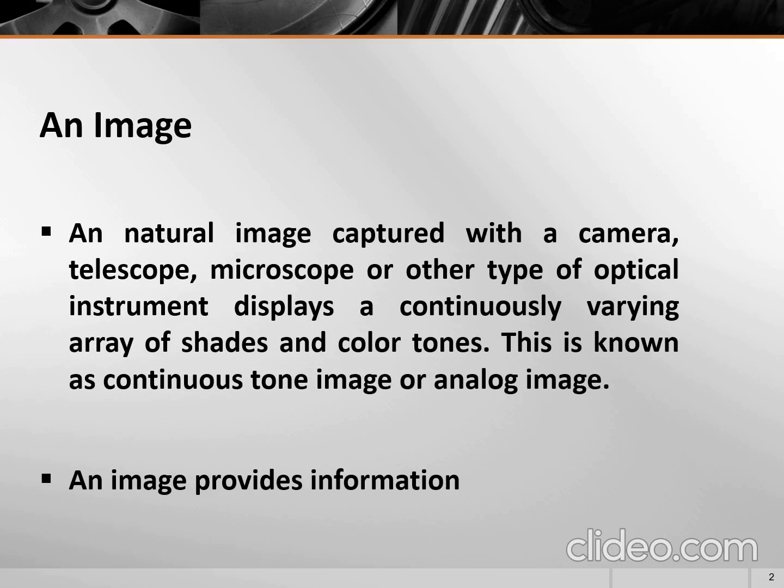An image, we can get it from a camera or telescope, microscope, or any other type of optical instrument. It displays continuously varying arrays of shades and color tones. So this is known as a continuous tone image or analog image. Simply, an image provides information.